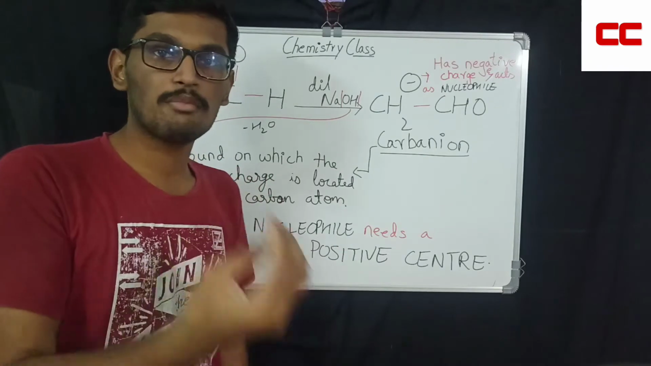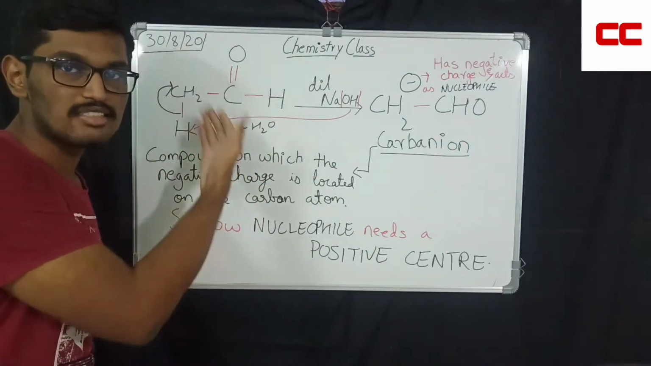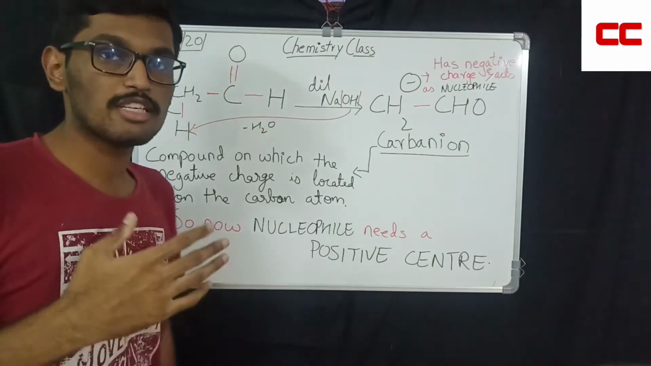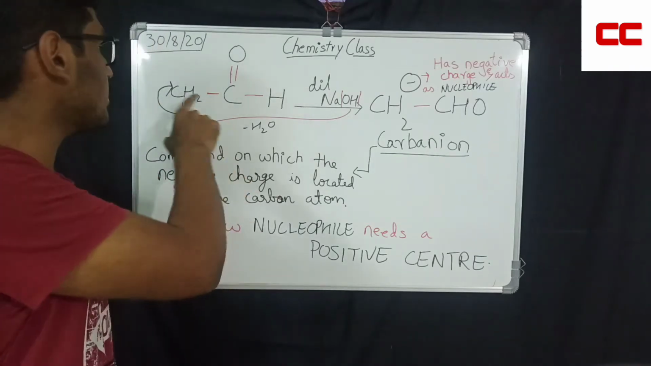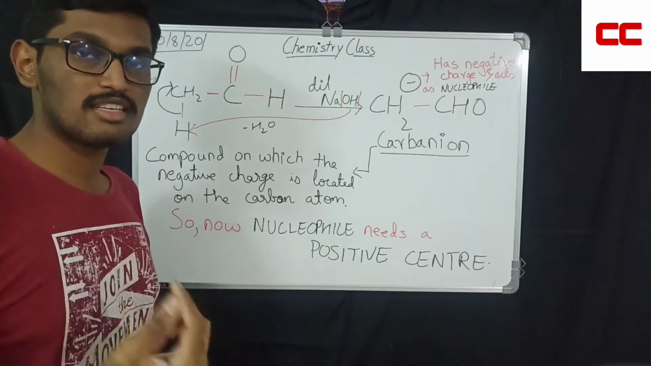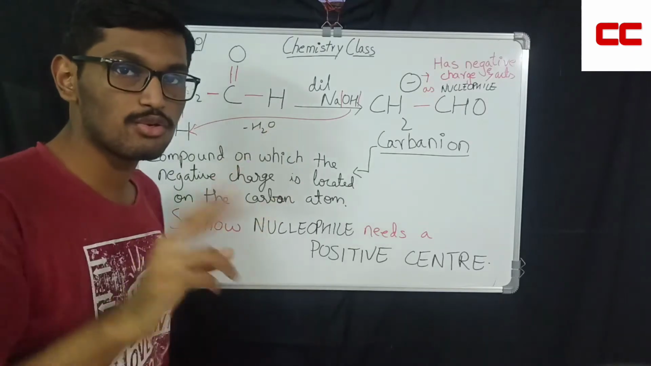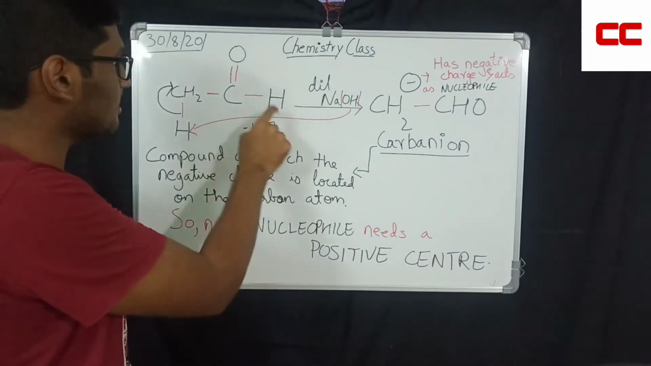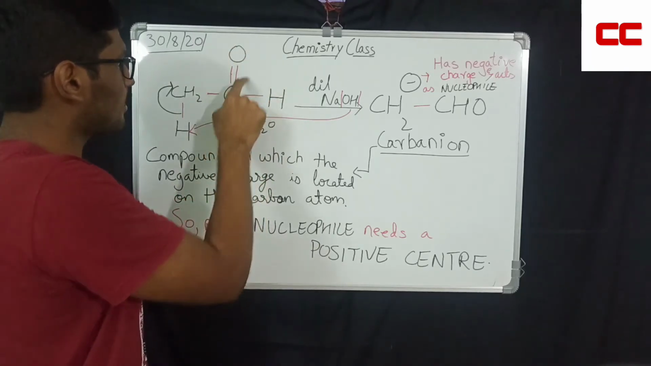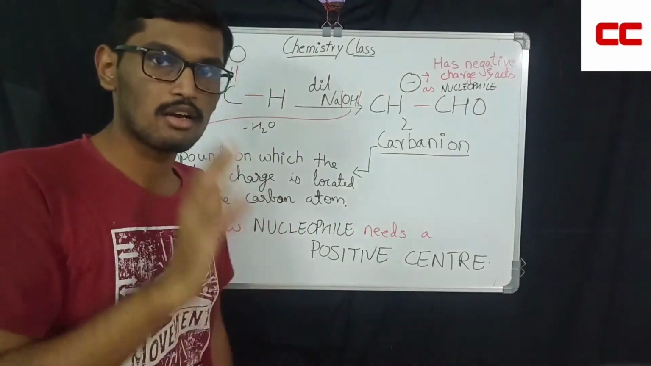So the first compound that we have to take to start with this reaction is the acid aldehyde, that is CH3CHO. Now you must be wondering why I have written CH3 as CH2 and H. In the next step you will be understanding the reason. I have divided it into two parts, and this is CHO group, aldehyde group. The oxygen is bonded to carbon through a double bond, and carbon hydrogen is sigma bond, single bond. So this is the starting compound.